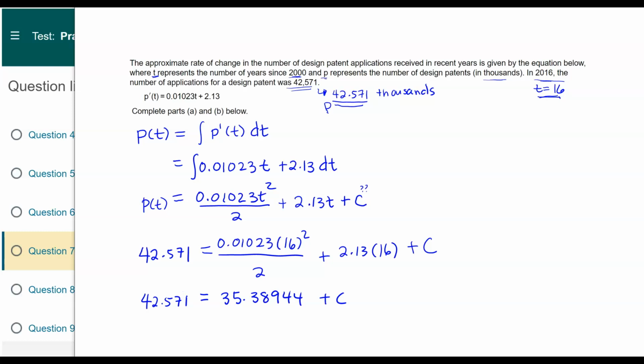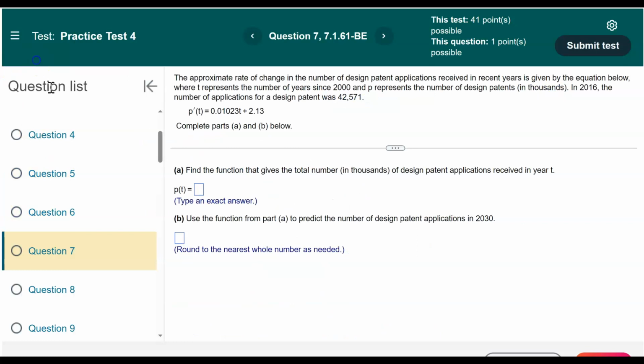Now after this, we can solve for c by transposing this to the other side. That means you subtract both. So c is just equal to 42.571 minus 35.38944. Let's plug this into our calculator, and this is what I got: 7.18156.